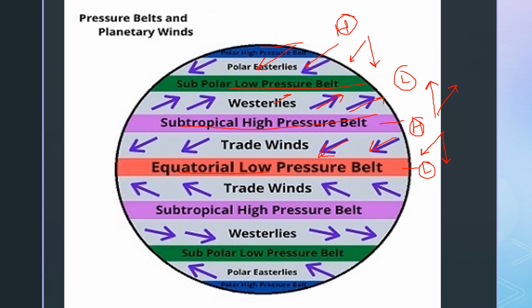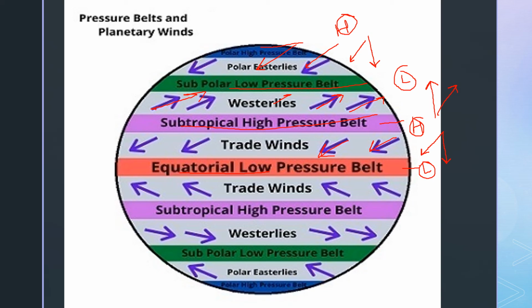Now we need to look at the naming convention of these. First of all, if we look at these trade winds, these are easterlies. The name of the winds is based on their direction of origin. So they are originating from the east and moving towards the west. Because they are originating from the east, these are known as easterlies. Polar easterlies, because they are originating from the east. These are westerlies because these are originating from the west. So the naming convention is based on the origin of the winds.